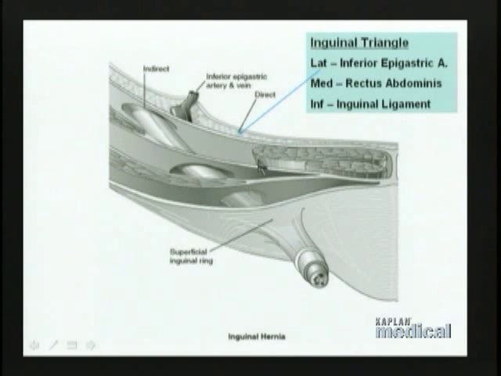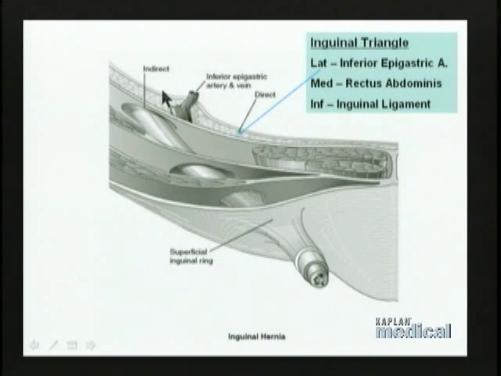The medial border of the triangle is the lateral margin of the rectus abdominis. This will allow the surgeon to determine whether this is a direct or an indirect hernia, because as you push the hernial sac back up, if it were an indirect hernia, you'd be pushing it back up this way, the surgeon's finger would be following it back up. The finger would end up here in the deep inguinal ring, which would put you immediately lateral to the inferior epigastric artery, and that would allow you to feel the pulse of the inferior epigastric artery.